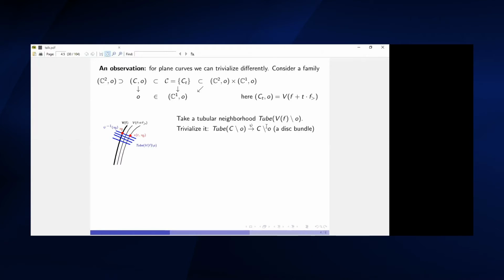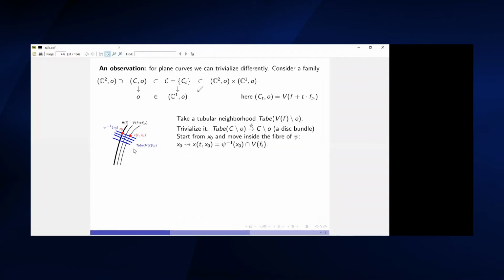The tubular neighborhood, and we trivialize it, at least in the C infinity way. Actually, we can do it even real analytically. And as we trivialize it, we get the disk bundle. So for each point of this solid black curve, we have some sort of normal slice, the blue slices, and they project onto this black curve.